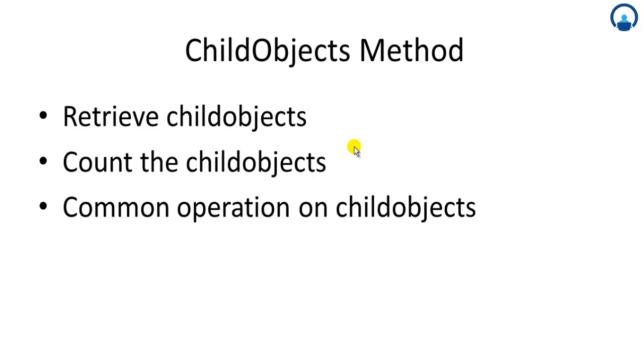The third application is common operations on child objects. We had seen the common operations on web checkbox, but this is a special case wherein the web checkbox count can keep on varying dynamically. So these are some of the methods which we can use.